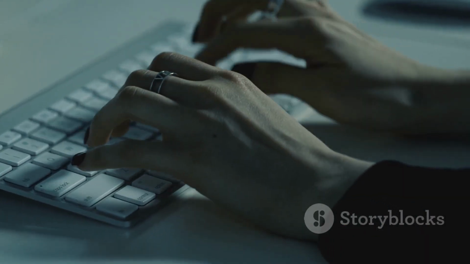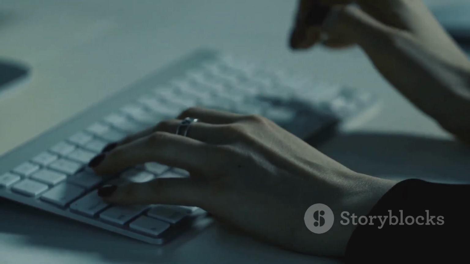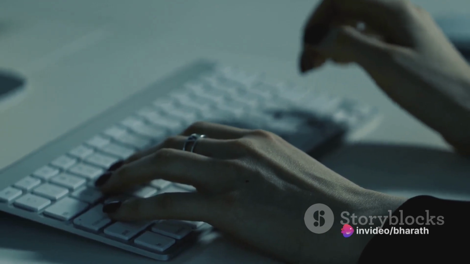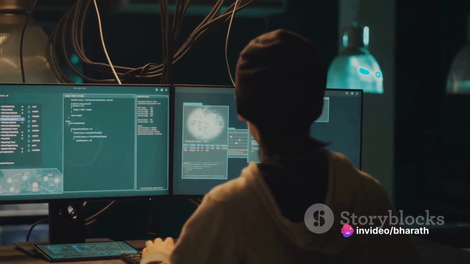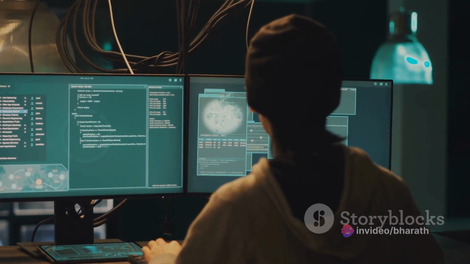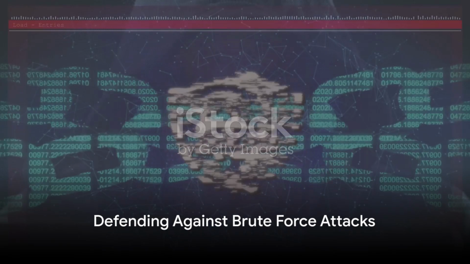They can be time-consuming and require significant resources, especially when dealing with complex passwords or encryption keys. Despite this, attackers can leverage powerful computers and specialized tools to automate the process, making these attacks a very real threat. But fear not, there are several ways to defend against brute force attacks.